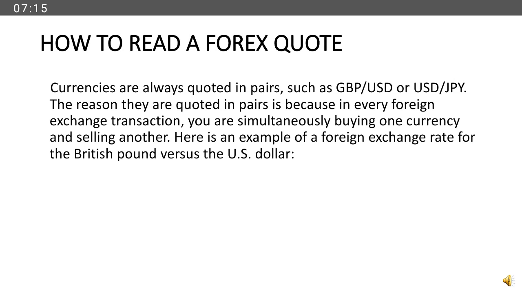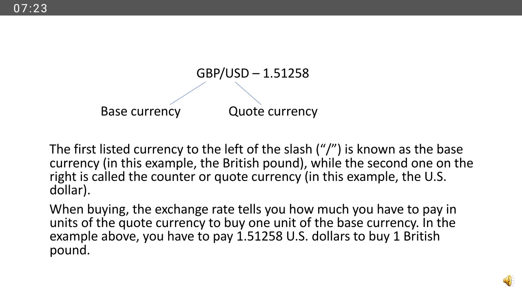Now, here is an example of a foreign exchange rate for the British pound versus the US dollar. Look at the example here. Great Britain pound / US dollar. Let's assume this is the exchange rate, 1.51258. Now, that first currency is the base currency. While the second currency is the quote currency.